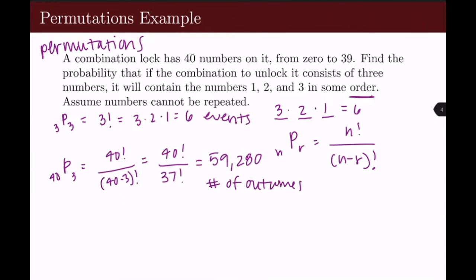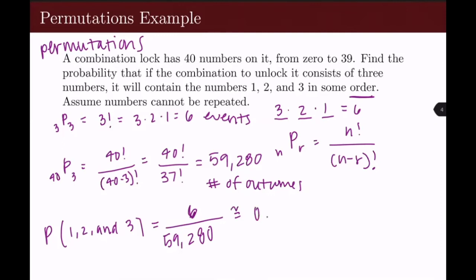So the probability of a combination containing 1, 2, and 3 is equal to 6 divided by 59,280, which is approximately equal to 0.000101. Moving on.